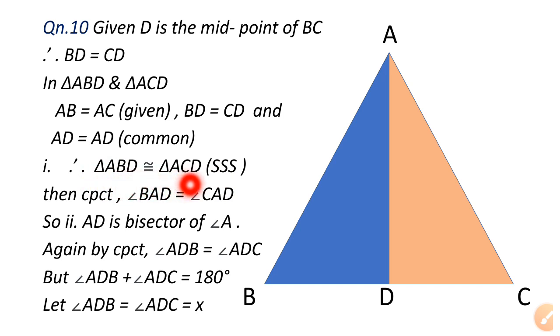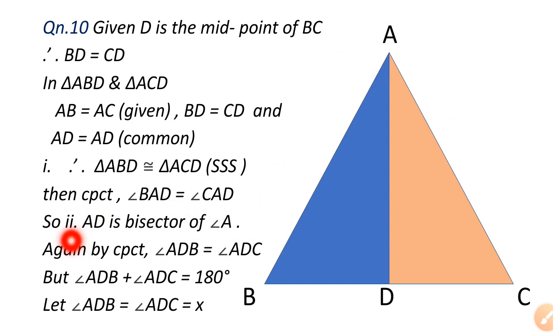Then the corresponding parts are also equal. By CPCT, the corresponding parts of congruent triangles, angle BAD is equal to angle CAD. This angle I am talking about is equal to angle CAD, that means this angle. If those two angles are equal, that means this line AD divides angle A into two equal halves. So AD becomes the bisector. AD is the bisector of angle A. This is also proved. This is given in part 2.